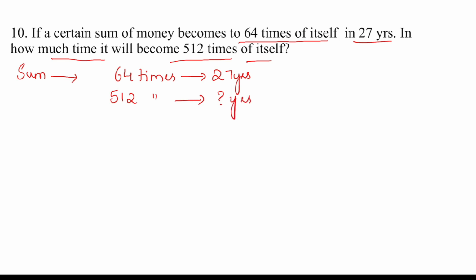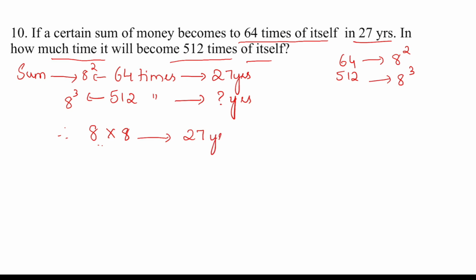Now, what is the relation between 64 and 512? We should think of this. We can say that 8 square is 64 and 8 cube is 512. So I can say this is 8 square and this is 8 cube. Therefore, to become 8 into 8, because 8 into 8 is 64, it is taking 27 years.